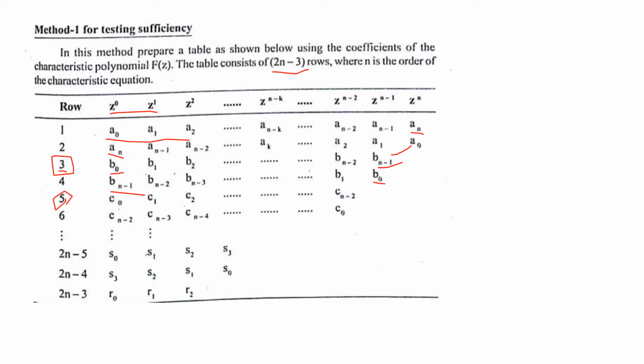Fifth one, C0, it starts from C0 to Cn minus 2. So this C also will be less than your B. Okay, one column less than B. So it goes on like that, reducing, reducing, reducing. Okay, so this is your table. This is how you have to form your table. How many rows you have, that many tables you have to find out.